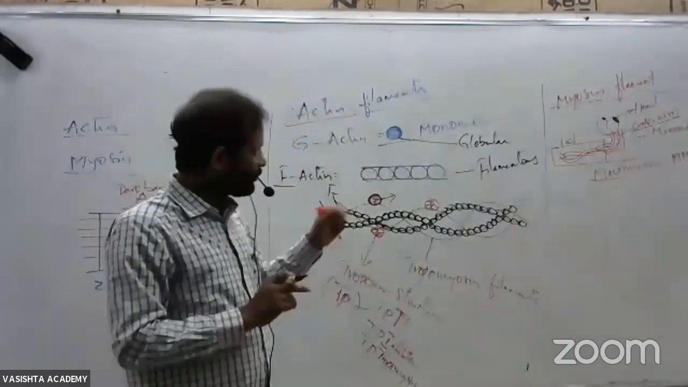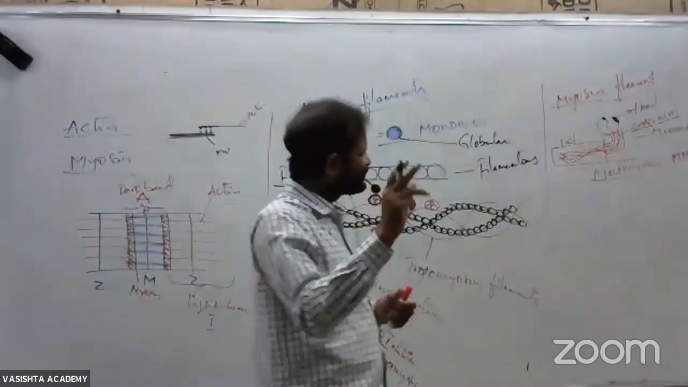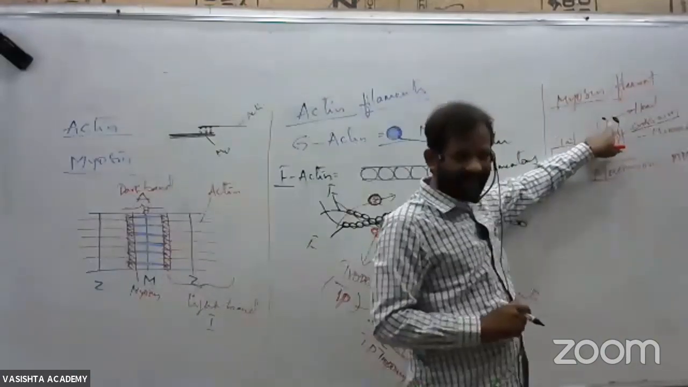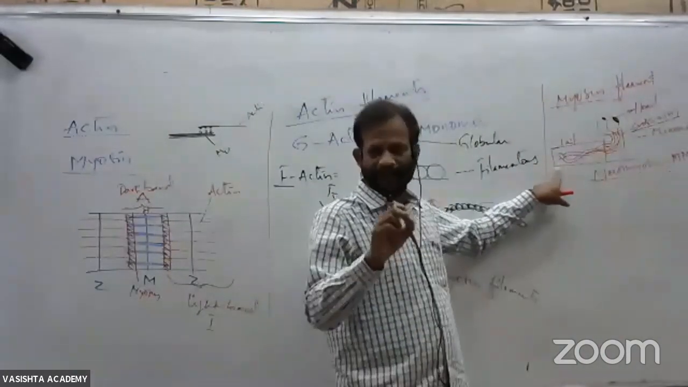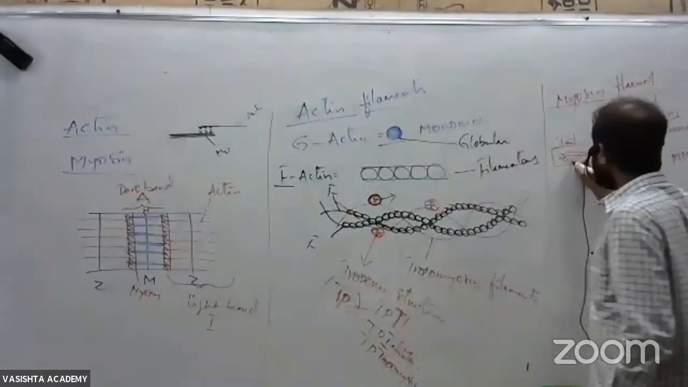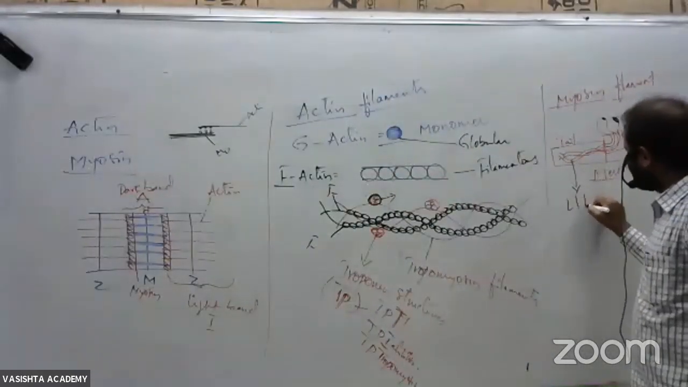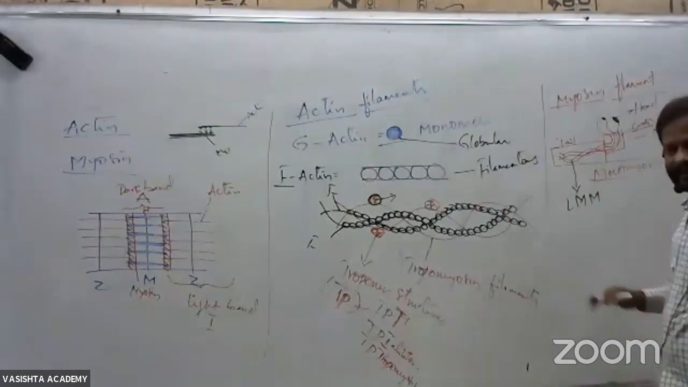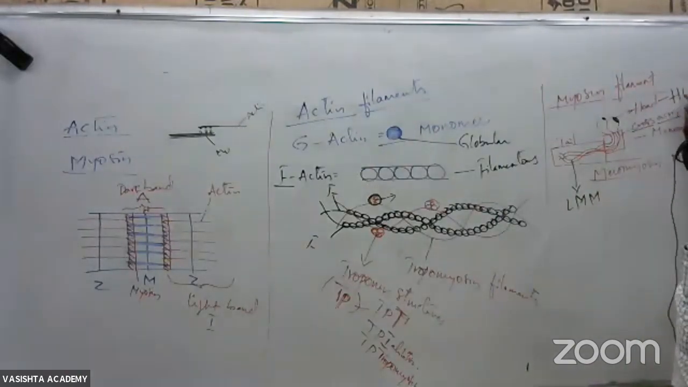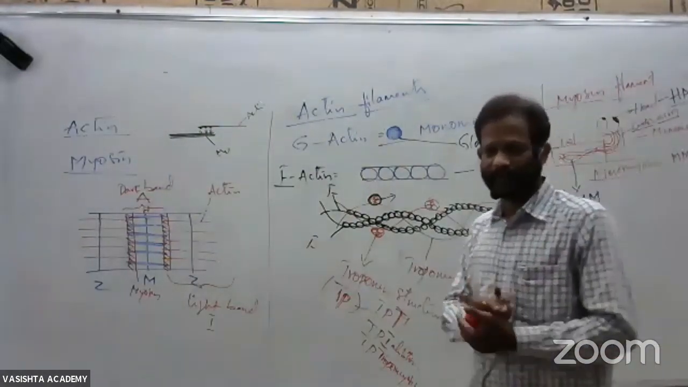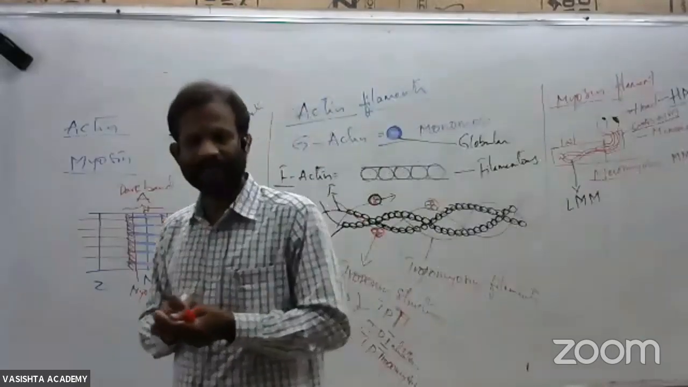So just copy that. And in some books, the head is given as heavy meromyosin and the tail as light meromyosin. So you can say this tail as LMM, light meromyosin, and the head as HMM, heavy meromyosin. You copy the diagrams, I will explain.